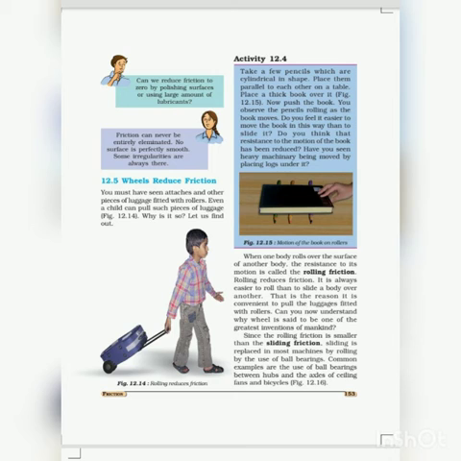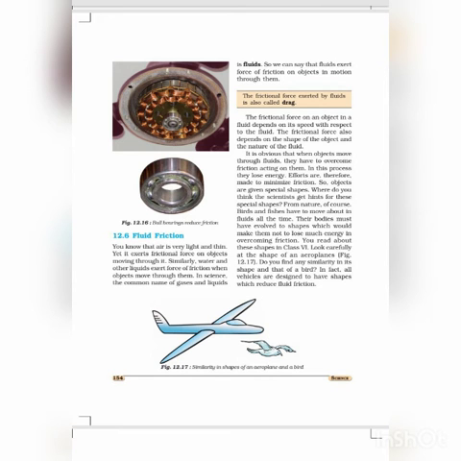Next is sliding friction. When one object slides over another, the friction is called sliding friction. Now when an object rolls on surface like wheels, such friction is called rolling friction. Due to rolling, the friction is reduced. It is easier to roll than to slide a body over another. Rolling a book on wheels on a table is easier than sliding a book on a table. Thus, it is convenient to pull the luggage fitted with wheels. So, wheels are one of the best inventions of mankind.